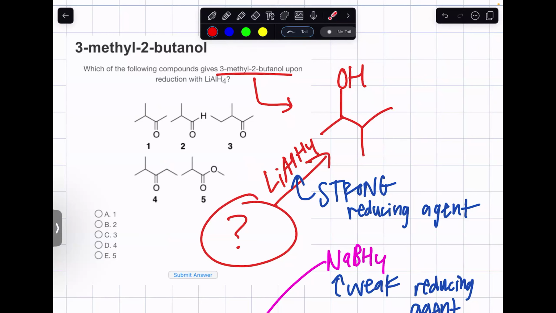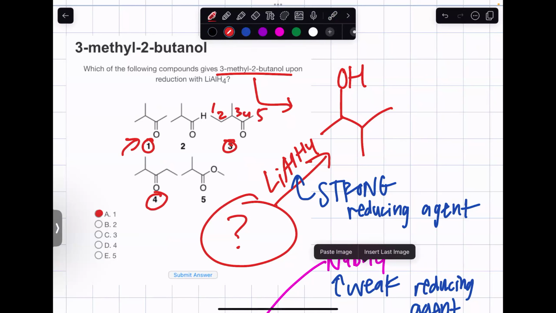It's 1 because we have 3 different ketones here: 1 ketone, 3 ketone, and 4 ketone. And Tiffany chose the right one. Why is it not 3 or 4? Count carbons, that's what I was taught. LiAlH4 can reduce all of that, but we just have to know which is the right structure.